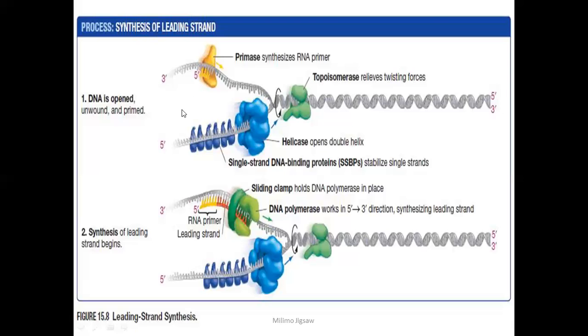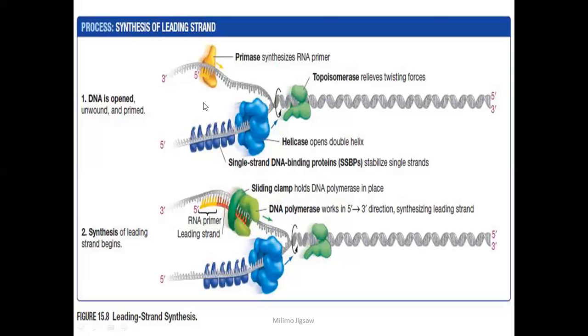DNA A proteins do the initial recognition of the site of replication, or the site of origin of replication. So DnaA protein does that. And then we have the enzyme helicase. The enzyme helicase opens the double helix of the DNA molecule.